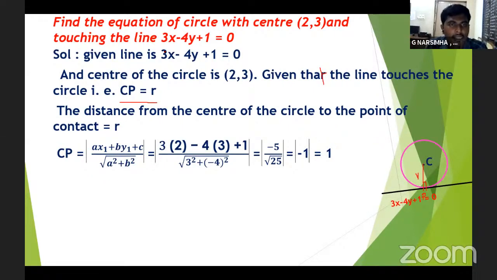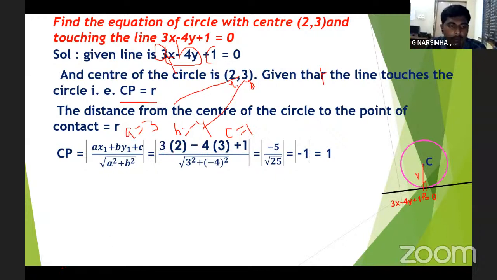Okay, here a is of the form ax plus by plus c, whereas a equals to 3 and b is equals to minus 4 and c is equals to 1. Okay, x1 is 2, y1 is 3. Okay, substitute all these values. That is a into x1, 3 into 2. And b into y1, minus 4 into 3. Plus c, that is 1, by root over a square, that is 3 square, b square, minus 4 whole square.